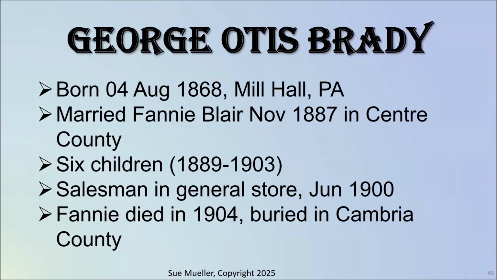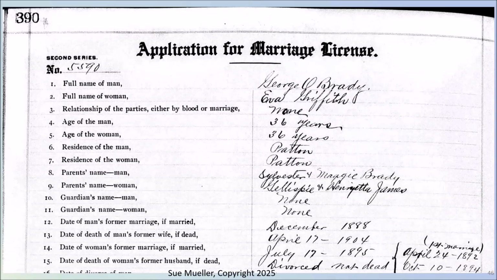But he was an interesting character. He had 6 children. His wife died fairly young, leaving him with some children. And in the 1900 census, he was a salesman in a general store. And here he married again. I could find those records.